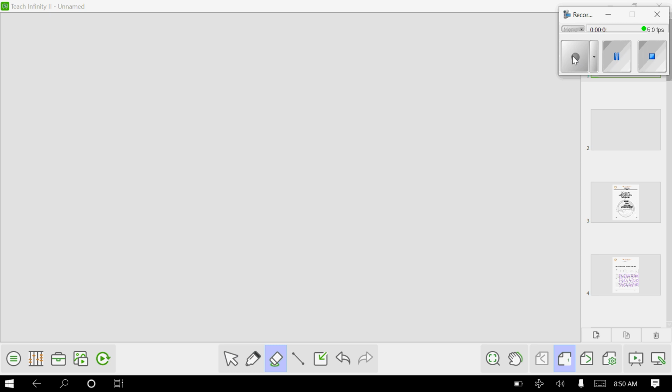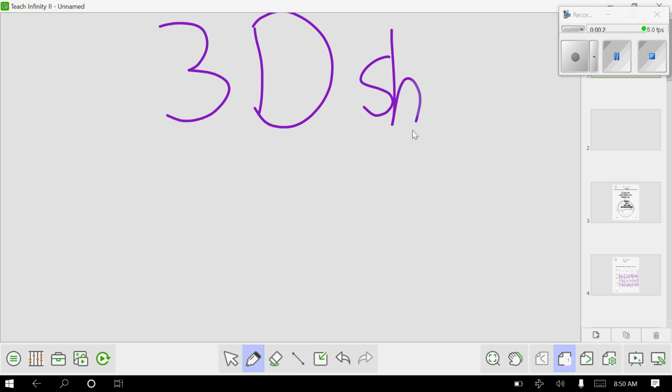Today we will continue reading the revision sheet and solve it together. We already talked about the 2D shapes and now we will talk about the 3D shapes. Let's remember the 3D shapes together.